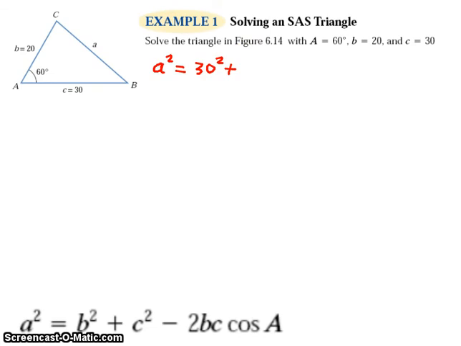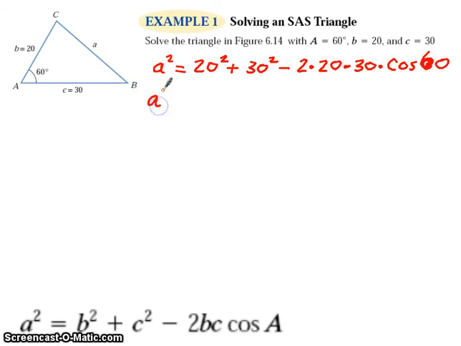minus 2 times one side times the other side times the cosine of the angle in between those two sides, which is 60. Okay, so let's go ahead and crank this one out.